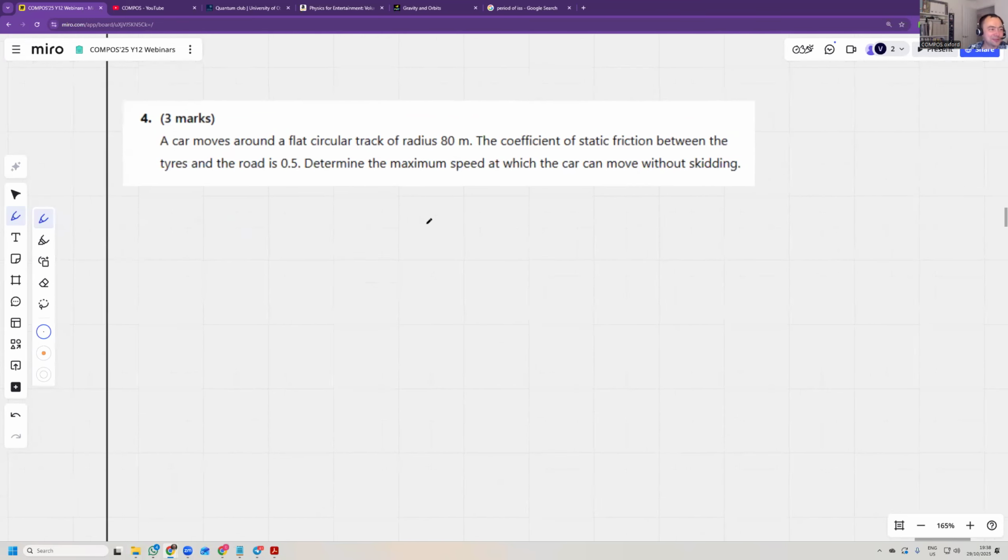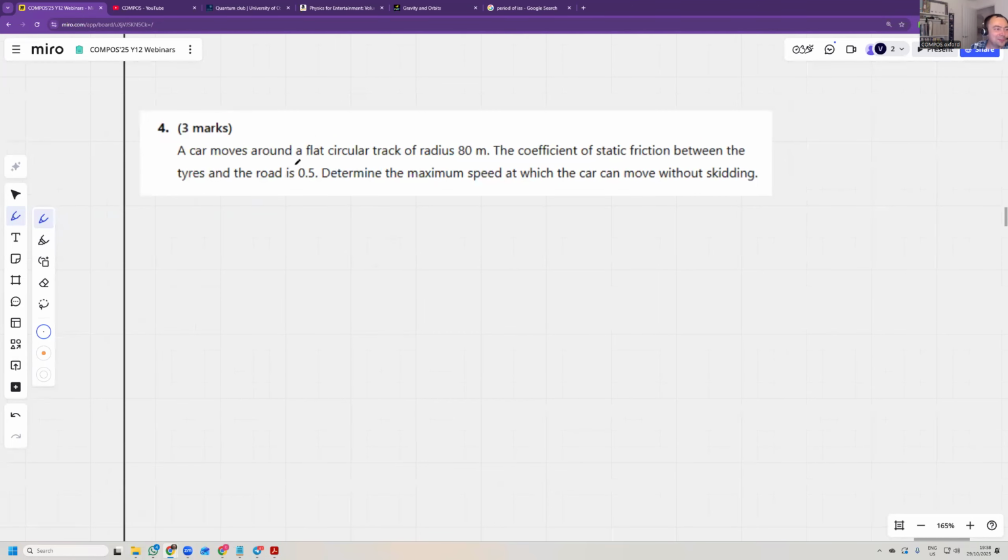Okay, question 4. A car moves around a flat circular track. The coefficient of static friction of the tires on the road determines the maximum speed at which the car can move without skidding.